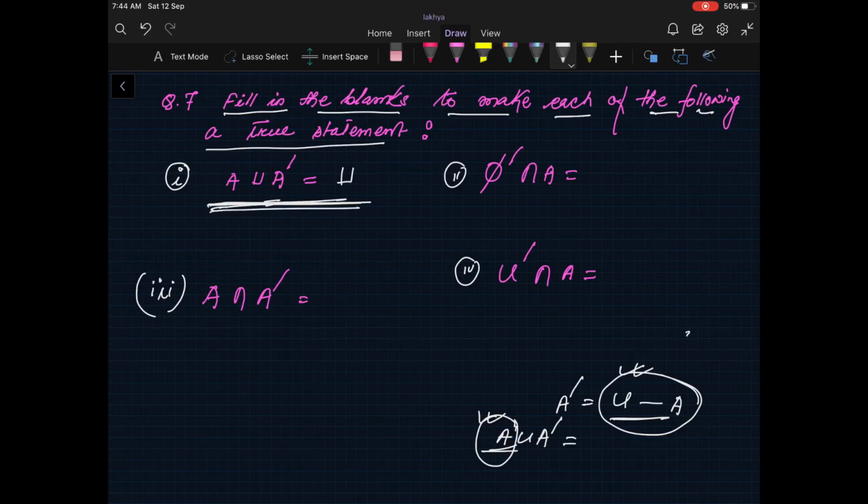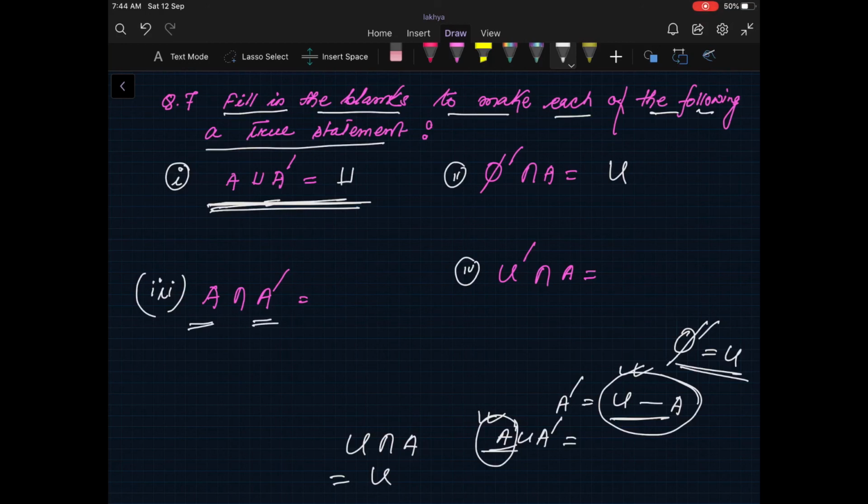It is a law of complement. Again, phi complement is nothing but the universal set. Complement of phi is the universal set. So if you find universal set intersection set A, then definitely you are going to have the universal set. So it is universal set U.